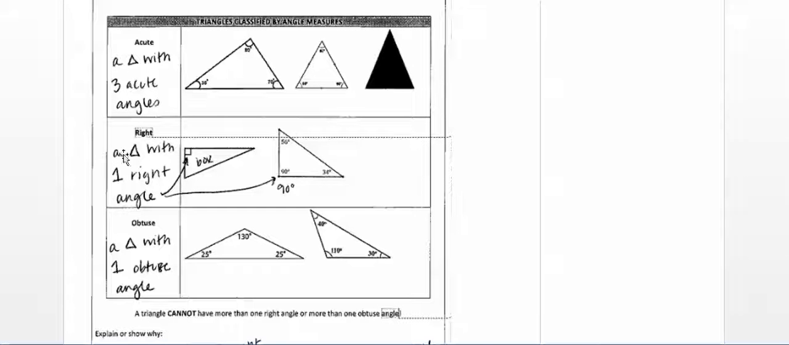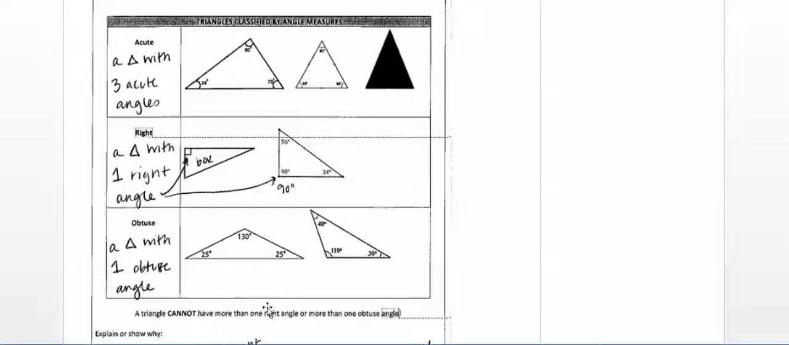A right triangle is a triangle with exactly 1 right angle. Here we can see that this is showing a 90-degree angle, and this has a box in the corner to show that it's a 90-degree angle. And again, it's exactly 1 right angle. An obtuse triangle is a triangle with exactly 1 obtuse angle. So here we can see that this is 130 and this is 110.